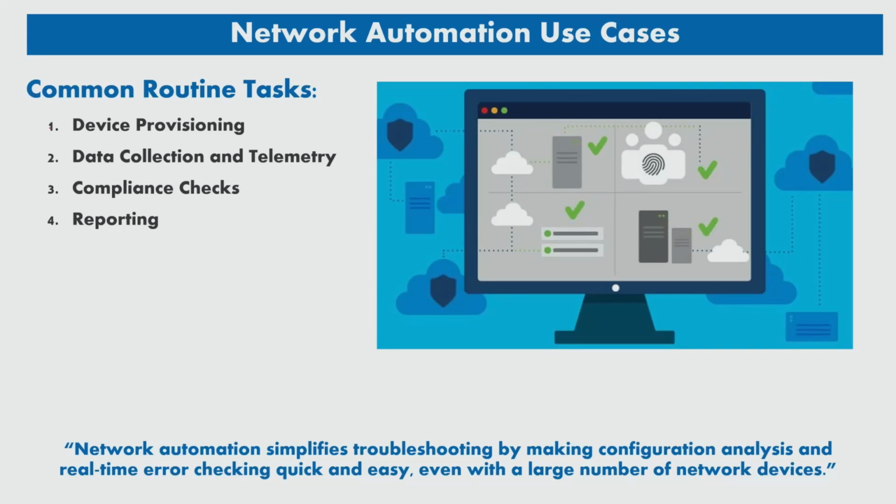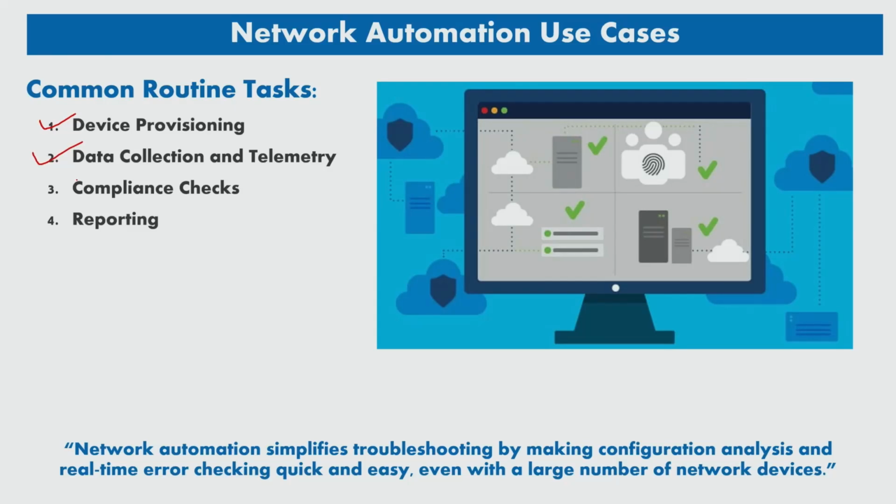First is device provisioning. So here, when engineers think of network automation, one of the first things that comes to mind is probably device provisioning. Because human contact with each network device is reduced, device provisioning simply means configuring network devices more efficiently, faster, and with fewer errors.